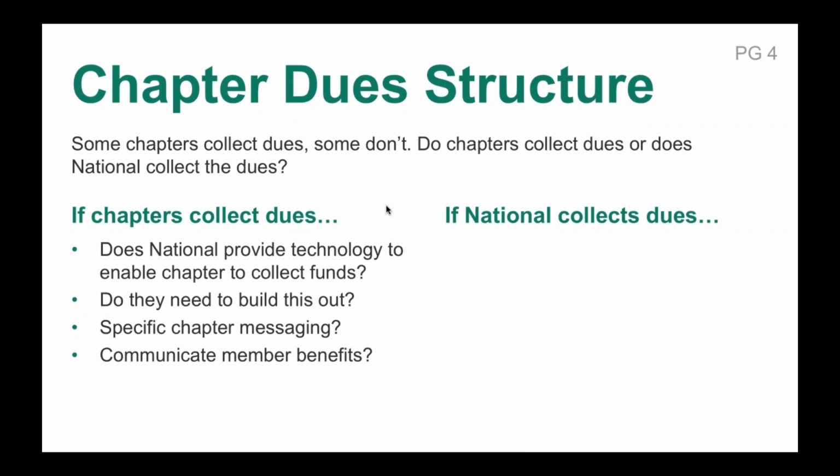Okay? If National collects the dues, there's something that we've seen as a growing trend at some big and small associations, and that is consolidated banking. So when you rebate money back to your chapters, you actually rebate it into a consolidated banking model where the chapters then have virtual bank accounts.